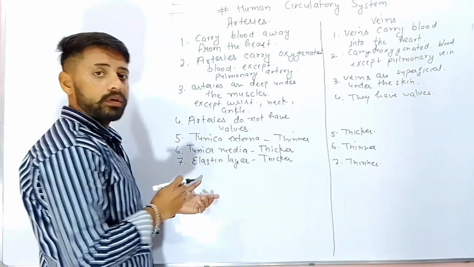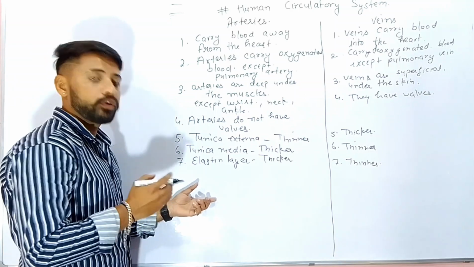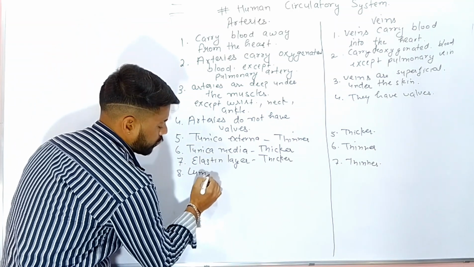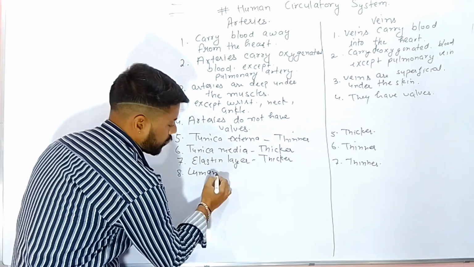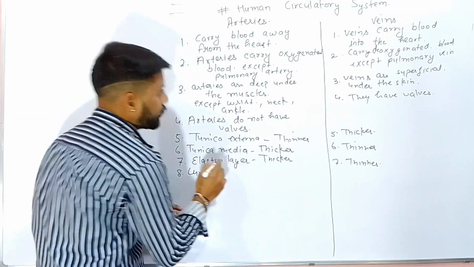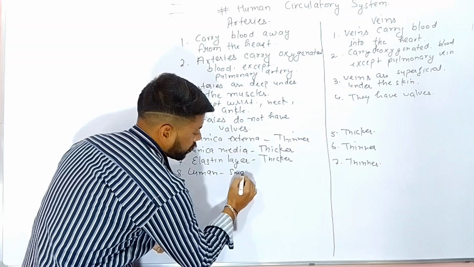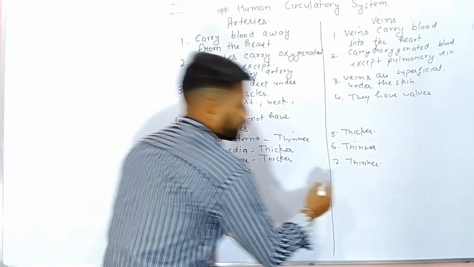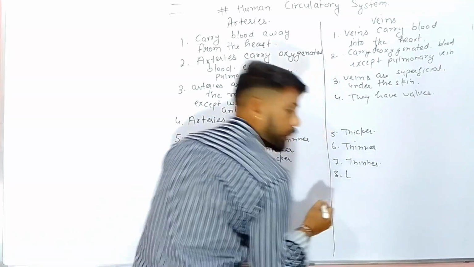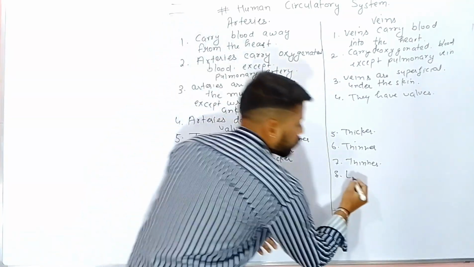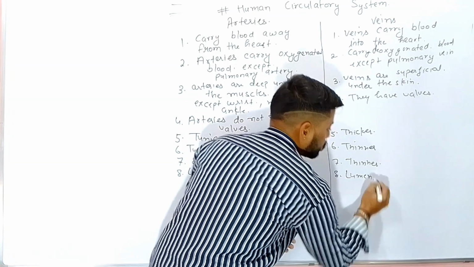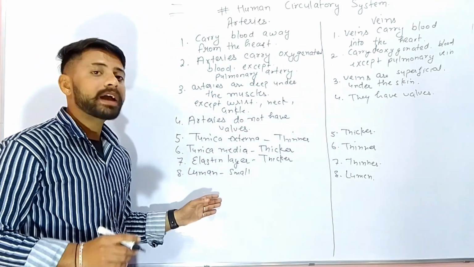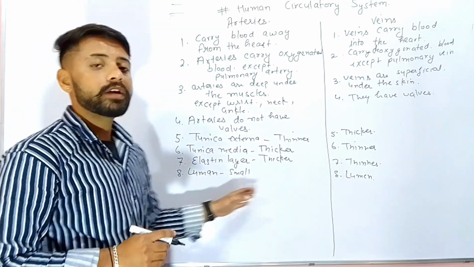And then one more difference is on the basis of lumen also. We have earlier talked about the lumen, that it is smaller, that is, it has a small opening in the structure of the artery, whereas it has a wider opening in the vein. So these are the important comparisons between the arteries and veins.